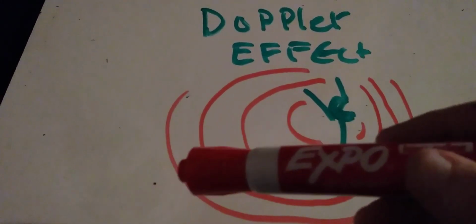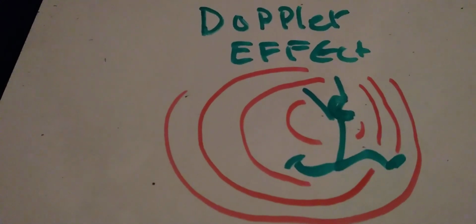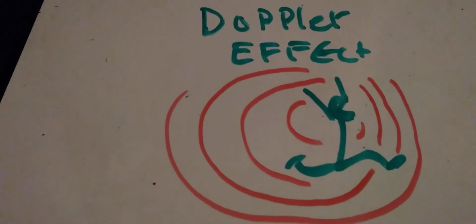This can be seen with all kinds of things, for example, when a car is heading towards you and honking, it's going to be louder than it would be in front of you.